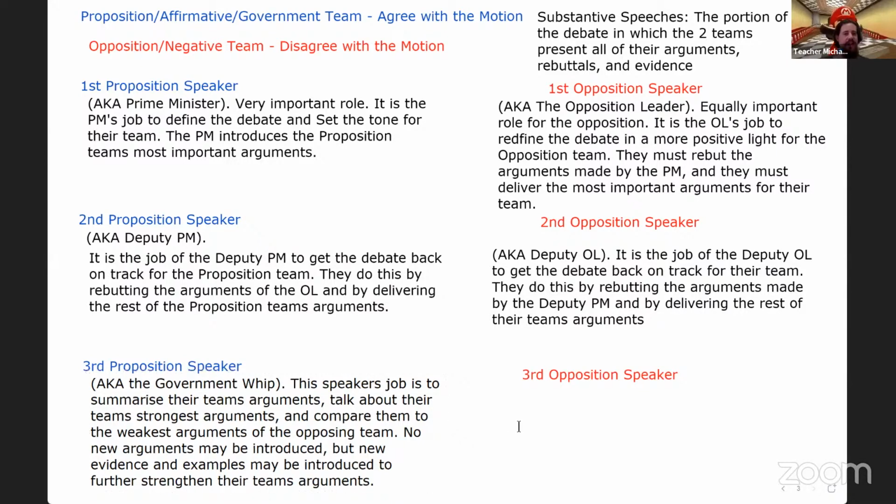Okay, so we have the third proposition speaker, also known as the government whip. This speaker's job is to summarize their team's argument and talk about their team's strongest arguments and compare them to the weakest arguments of the opposing team. People can say a lot in the short time they're given to speak during a debate, so it's almost impossible for the judges and the audience to remember all the good things from their team. So it's the third speaker's job to make it easier on everyone and remind us all.